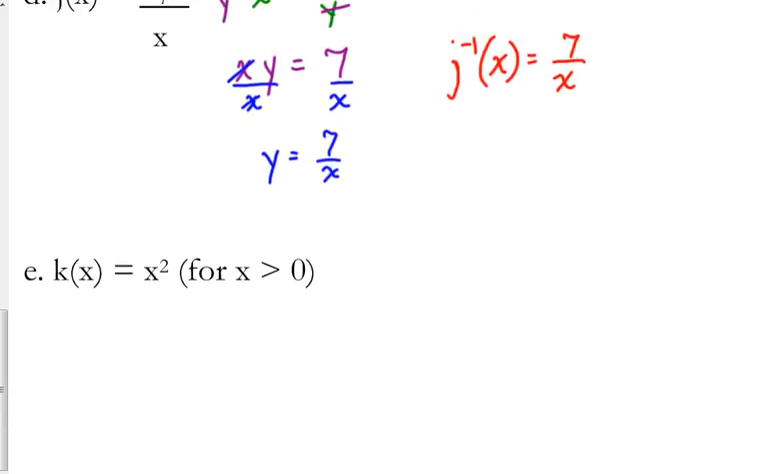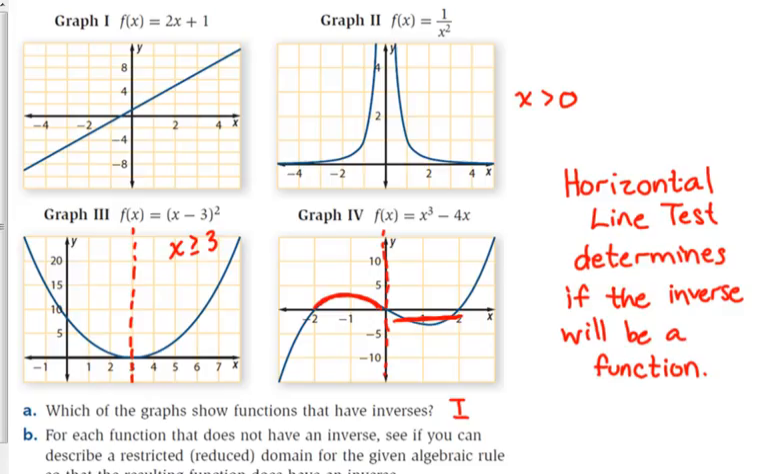Okay, let's look at one more here. K of x is equal to x squared. So a quadratic equation. Now notice in parentheses, it's got for x is greater than 0. We talked about that right here. It's like graph number 3, x minus 3 squared. It's just shifted over a little bit.